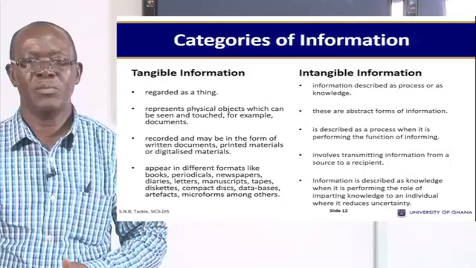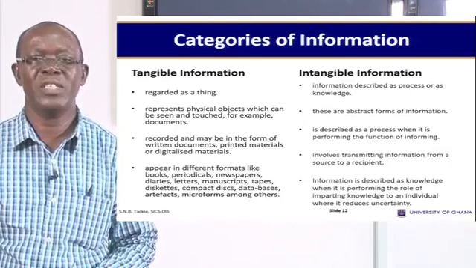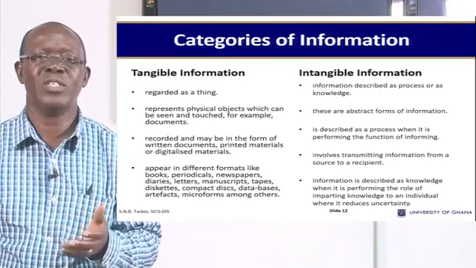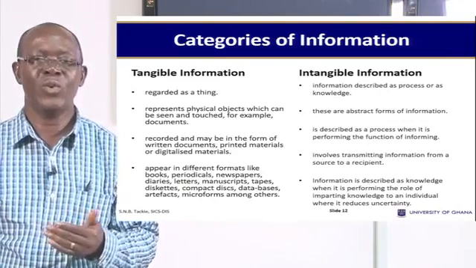Then when we talk about intangible information, we are talking about information as a process, or information as knowledge. These are abstract forms of information, and they are described as process when it is performing the function of informing. And so right now what I'm doing is a process, because I am informing you about what information is. And so here we are looking at the process.